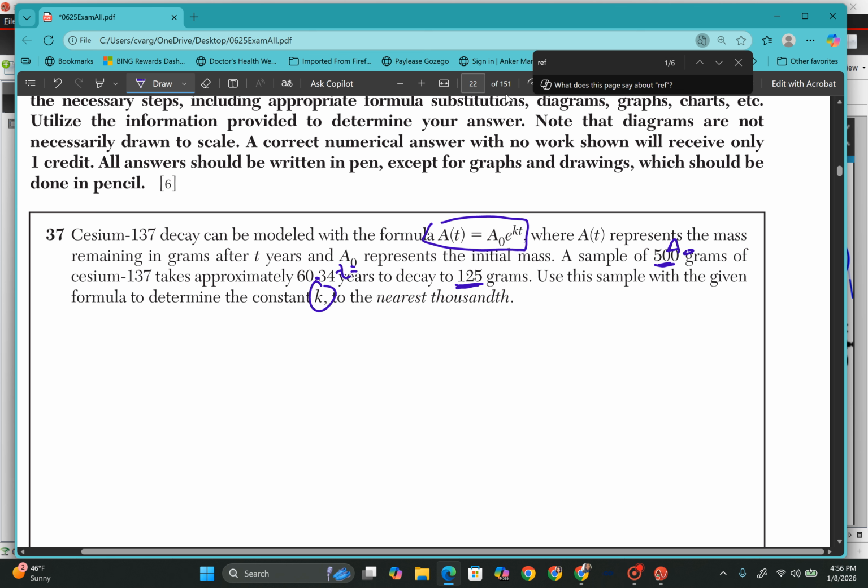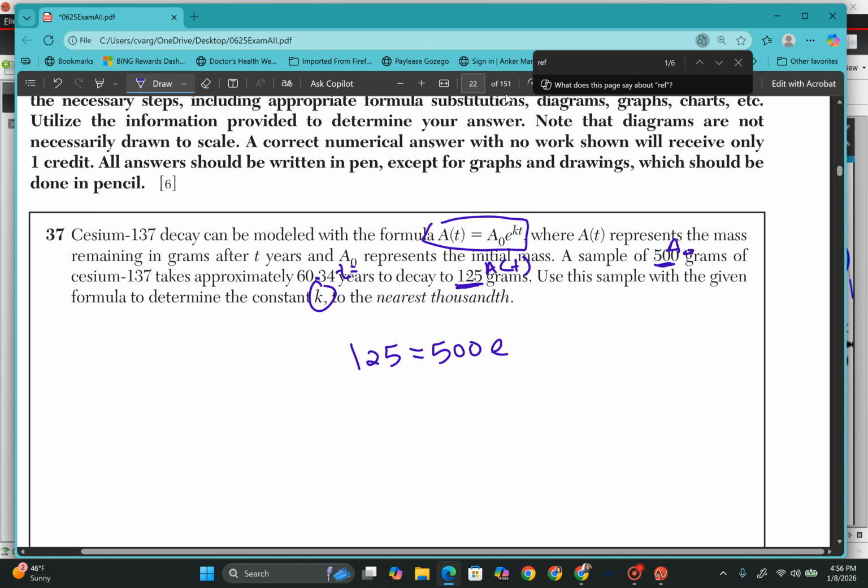So our A of t is 125. So we're going to have 125 equals, our A0 again was 500, e to the k, and then our t is times 60.34.